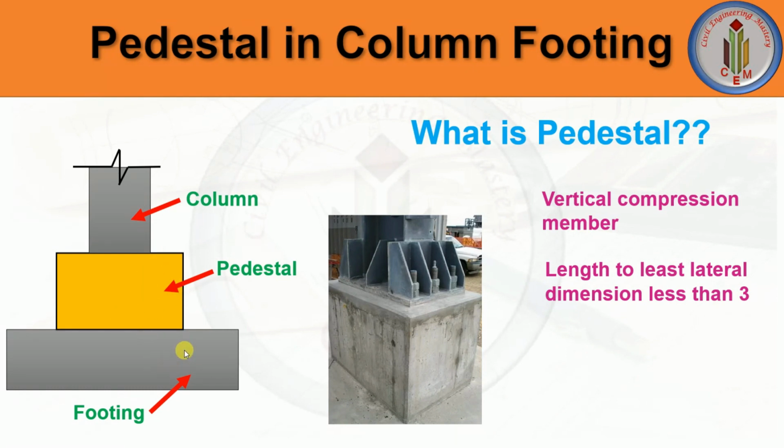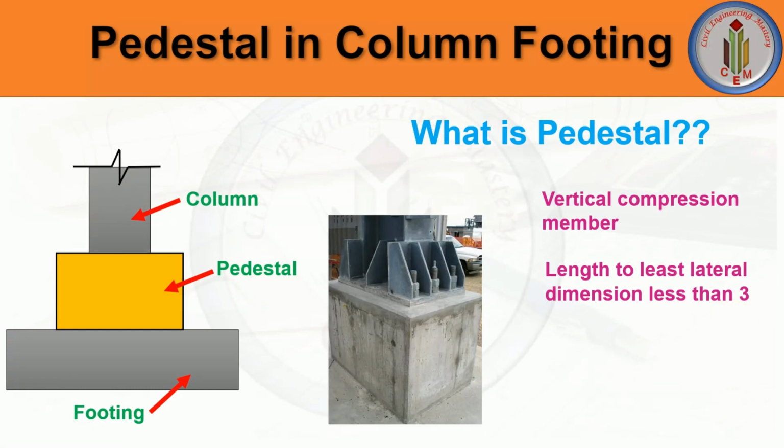For example, here in concrete footing, we provide the pedestal like this, and when we construct a steel column or steel structure, below that also we provide this kind of concrete pedestal. And in some places, pedestal is provided for aesthetic purpose as well. So pedestal is the vertical compression member which has a length to least lateral dimension ratio less than 3. So this is very important: its length to least lateral dimension is less than 3.